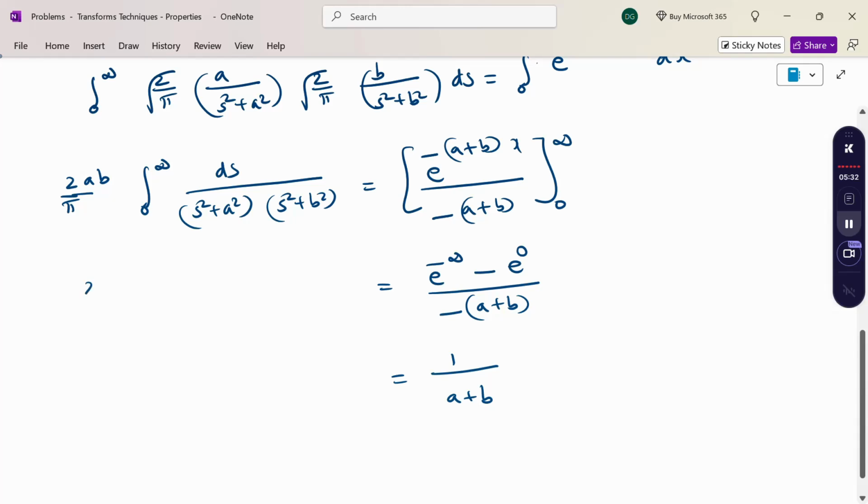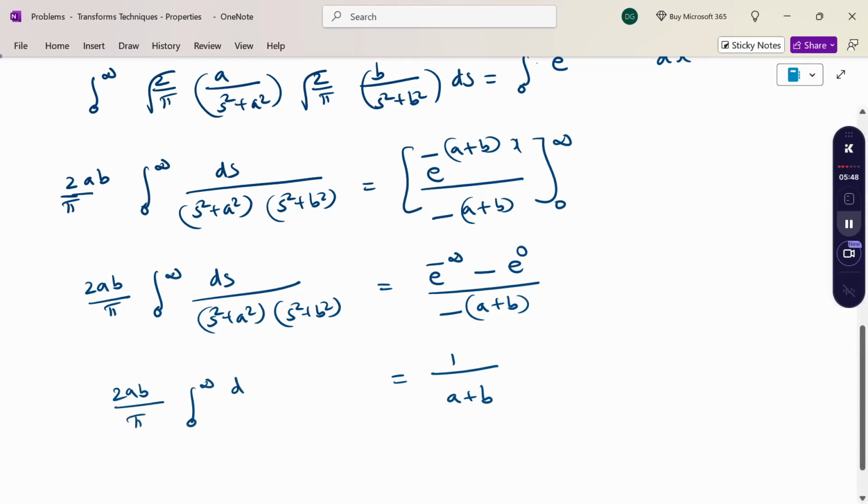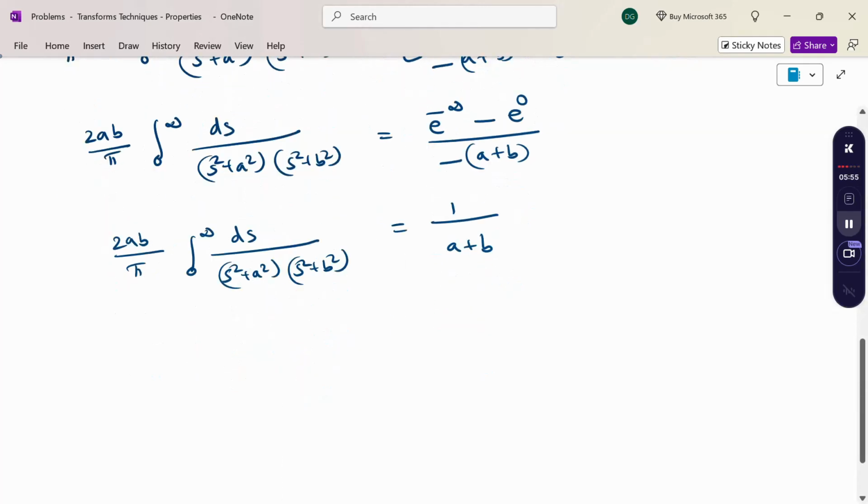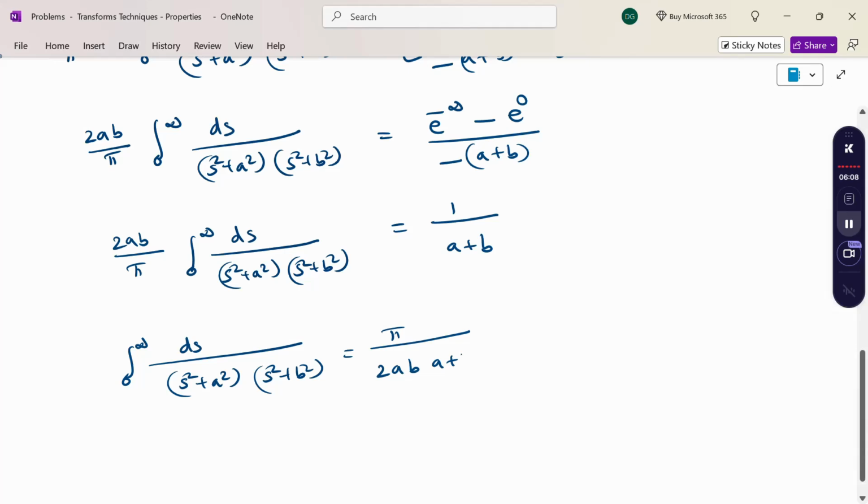Now what is the value of this? 2a by pi, integral 0 to infinity ds by (s square plus a square)(s square plus b square). Therefore this term has no changes. The constant on the left hand side should be taken to the right hand side. Therefore the integral from 0 to infinity of ds divided by (s square plus a square)(s square plus b square) equals pi divided by 2ab into (a plus b).